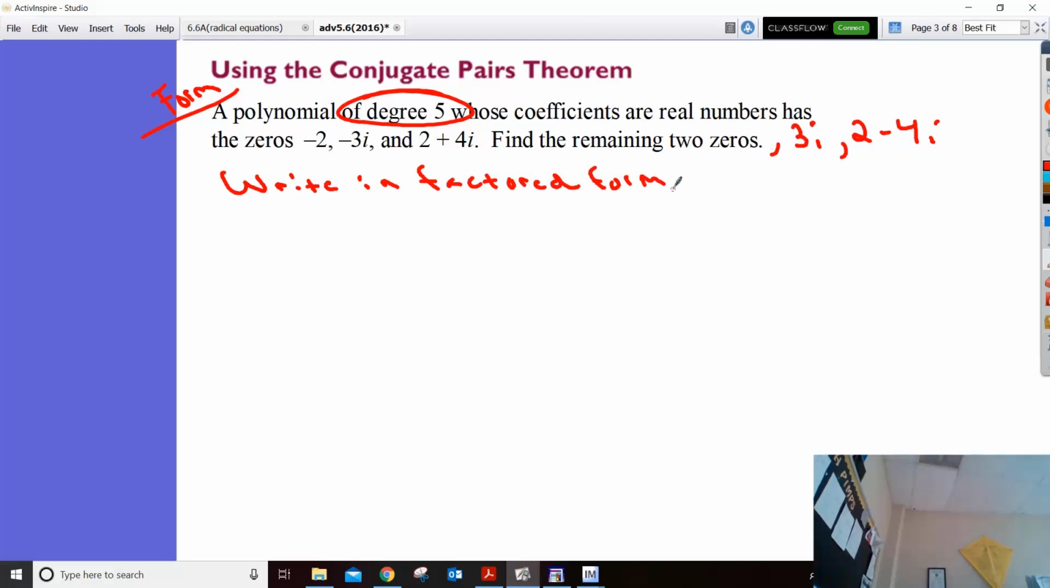What factor creates a 0 at negative 2? X plus 2. Now we're going to group these funny looking ones together, like negative 3i needs to be grouped with 3i. What factor creates negative 3i as a 0? X plus 3i. What factor creates positive 3i as a 0? X minus 3i. What factor creates 2 plus 4i?